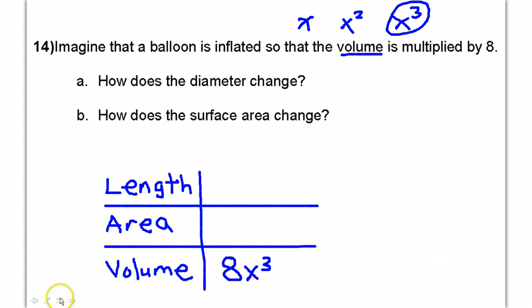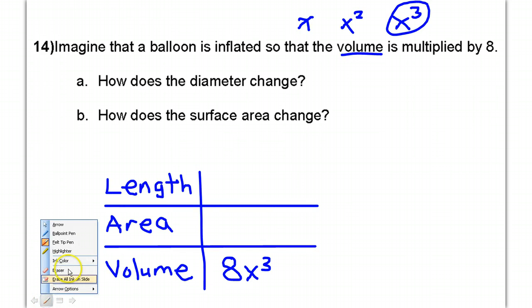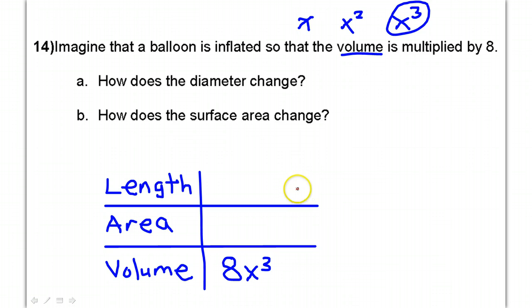Okay, now here's the key. Everything comes from the length. So if I take the length and I cube it, that's what gives me the volume. So I could ask myself, what to the third power would give me 8? What would I have to cube that would make 8? And specifically 8x to the third power.